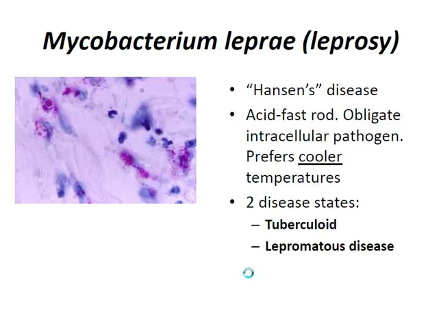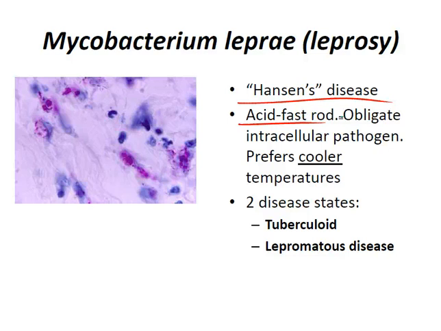So taking us right on to leprosy, or Mycobacterium leprae. This is an acid-fast rod. It's also known as Hansen's disease, and it's an acid-fast rod, an obligate intracellular parasite. It prefers cooler temperatures, so it's going to tend to spare the groin and the axilla.